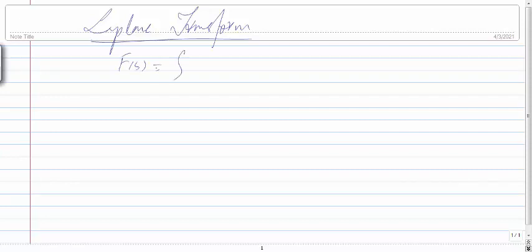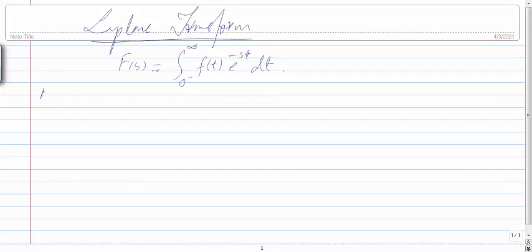Today we focus on the Laplace transform, and there are things that need to be discussed. So, what is the Laplace transform? This is a mathematical transformation from the time domain to the frequency domain. The formula is F of s is equal to an integration from 0 negative to infinity of f of t times exponential minus st.